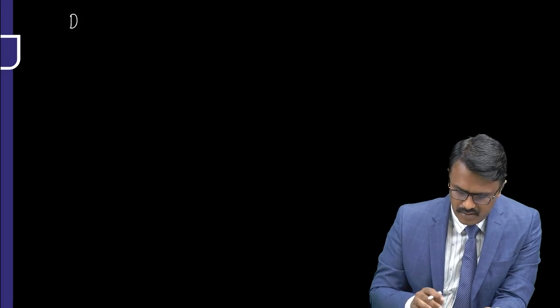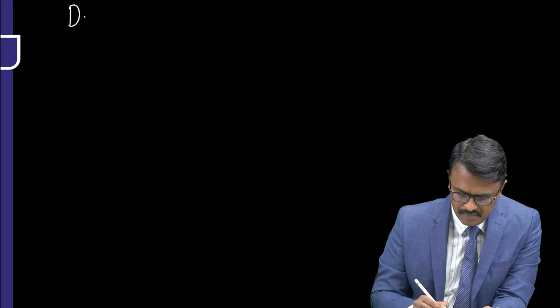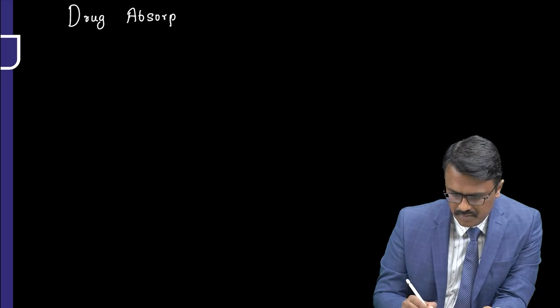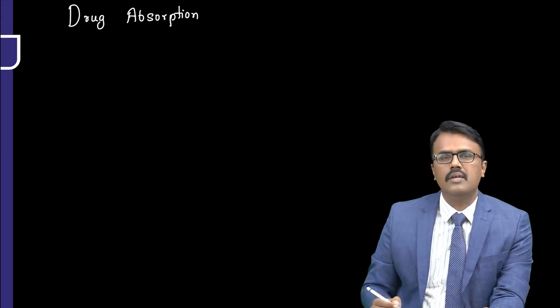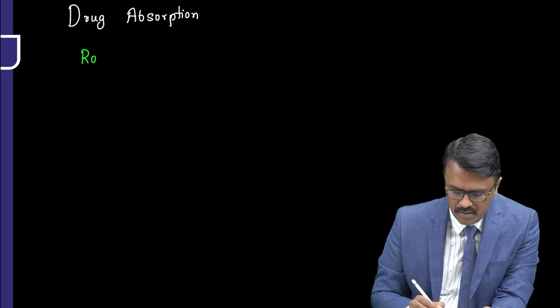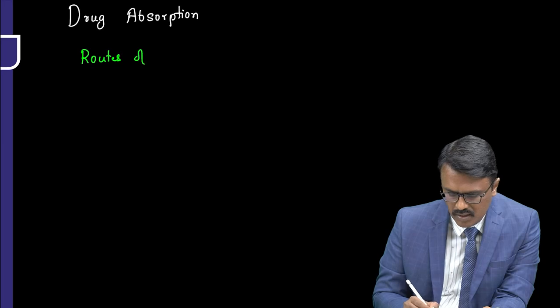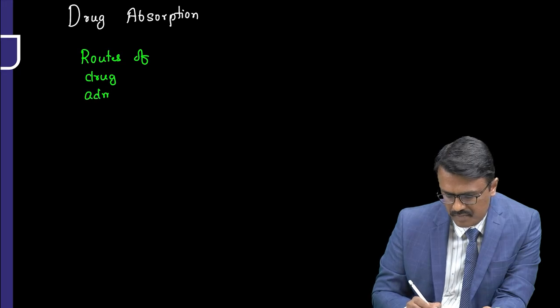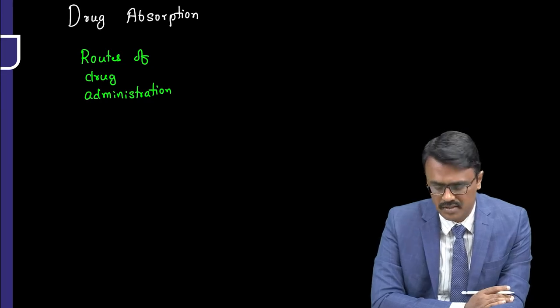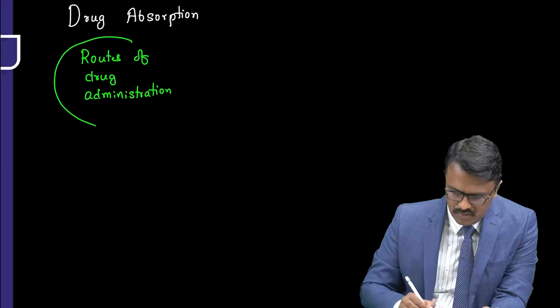The first factor we are going to discuss is drug absorption. Sir, what do you mean by that? The meaning is simple. With drug absorption, we give the drugs by various routes. So there are various routes of drug administration. Now we gave it by the oral route, that is the route of administration. These are the various routes.